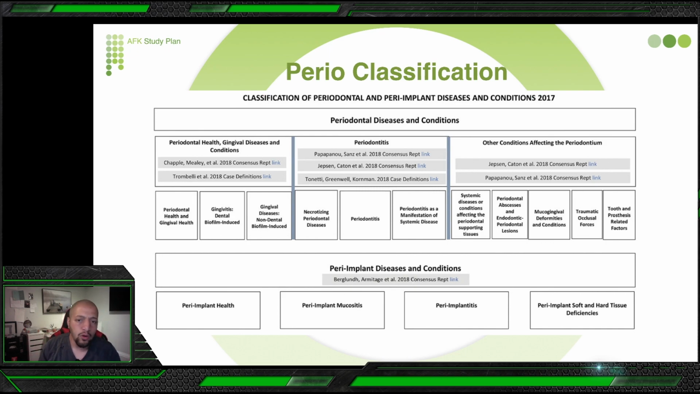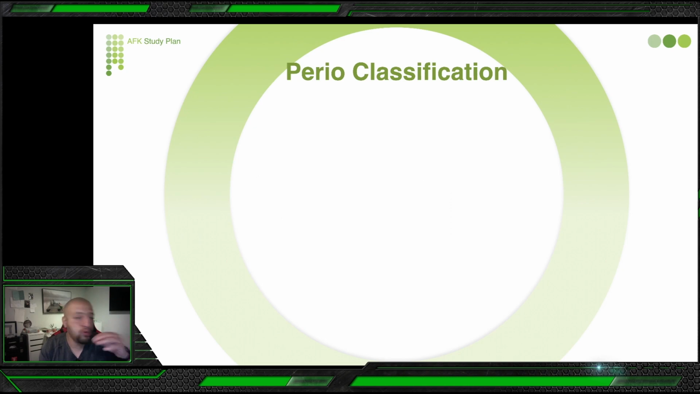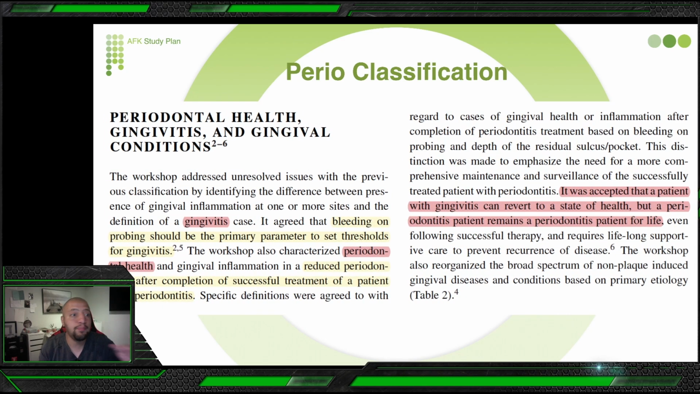So we're going to discuss periodontal disease and conditions in 3 main categories. First is periodontal health and gingival disease conditions. Second is periodontitis, and third is other conditions affecting the periodontium. And then we're going to speak about the implant. Okay, so let's go one by one. I don't want to bombard you with information; I want you to go step by step.